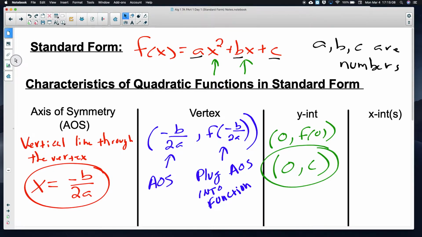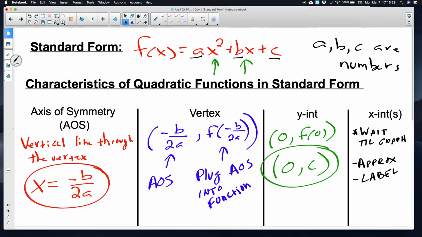And then last but not least, we've got x-intercepts. These are going to be a little tricky for right now. We're going to wait till graphing. We're not going to find our x-intercepts unless we graph it. Then we're going to approximate if they're not nice values, or we're going to label them if they're nice whole values. And you'll see what that means in a little bit. All right, so those are our main four for right now.